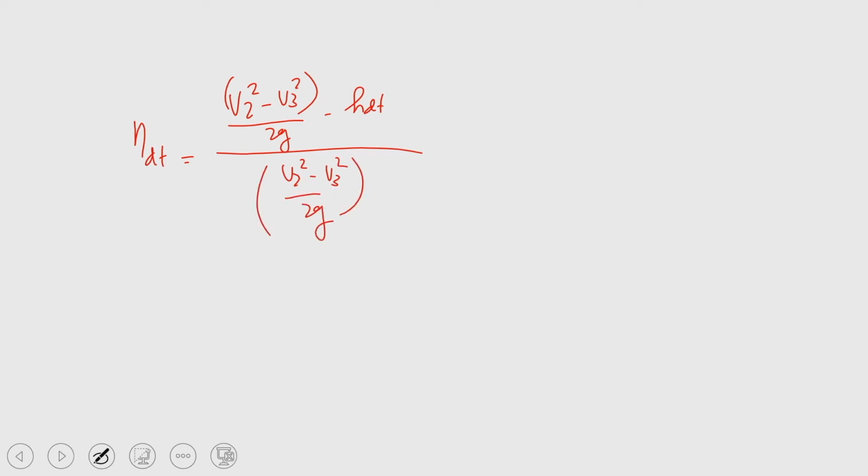Eta draft tube equals (V2 square minus V3 square by 2g minus h dt) divided by (V2 square minus V3 square by 2g). Okay. So, from there you know that V2 square minus V3 square by 2g, if we calculate it, will come as 1.659 meter, because we know V2 and V3 from the previous slide.